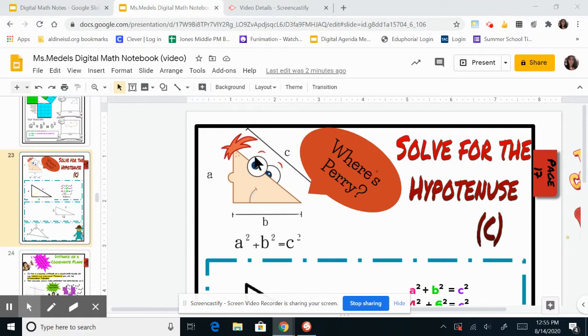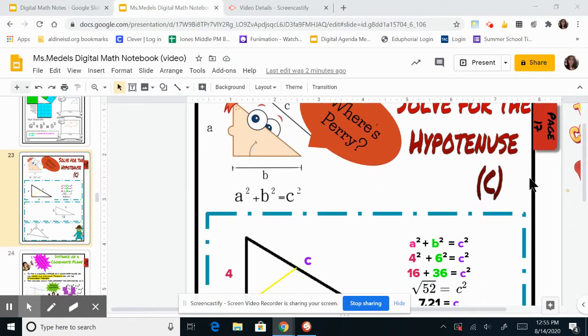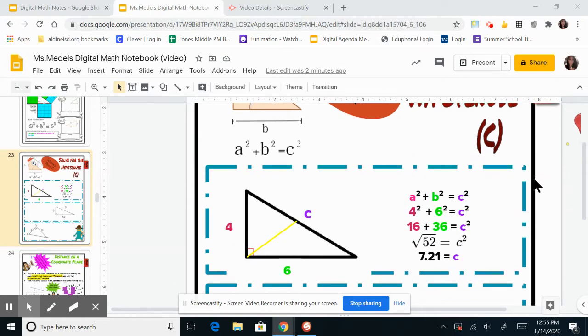Okay, and I kind of gave you a picture of Phineas. Not sure if you guys are familiar with Phineas and Ferb, but I thought it was really cute because he's an example of a right triangle. So we see that here's A, here's B, and here is C. So let's get into what it looks like first.